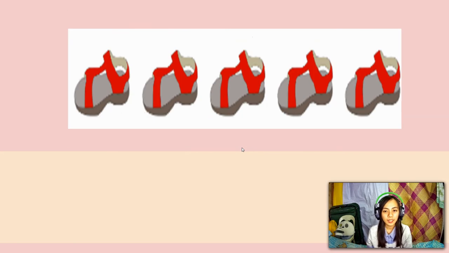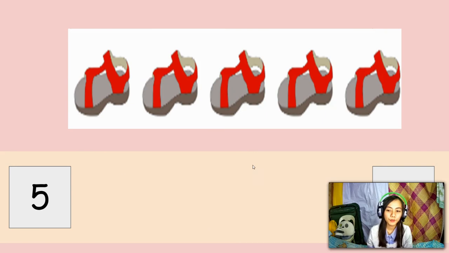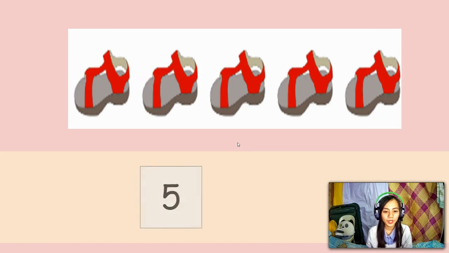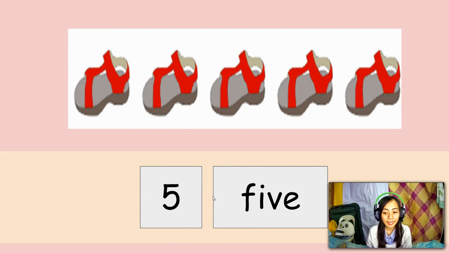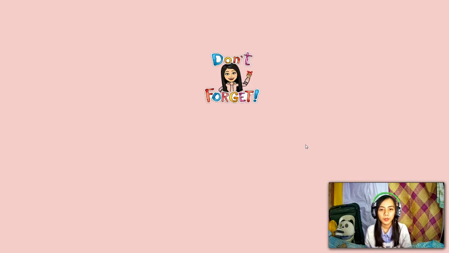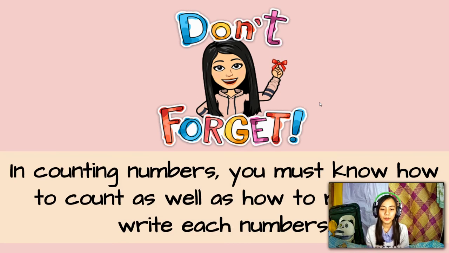8. Next picture. How many sandals can you see? Is it 5 or 8? Very good. There are 5 sandals in the picture. Now, let us spell out 5 in words. So it is spelled as F-I-V-E. 5. Do you get it? Okay. Now, don't forget that in counting numbers, you must know how to count first, as well as how to read and write each number.